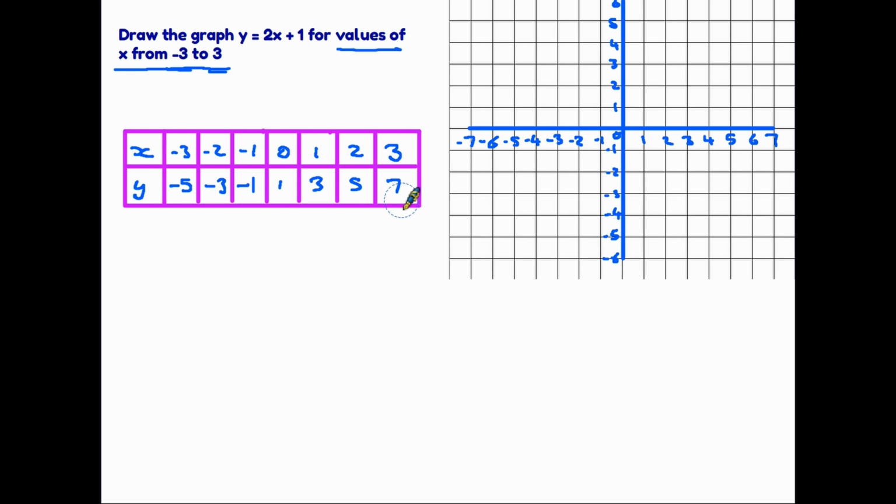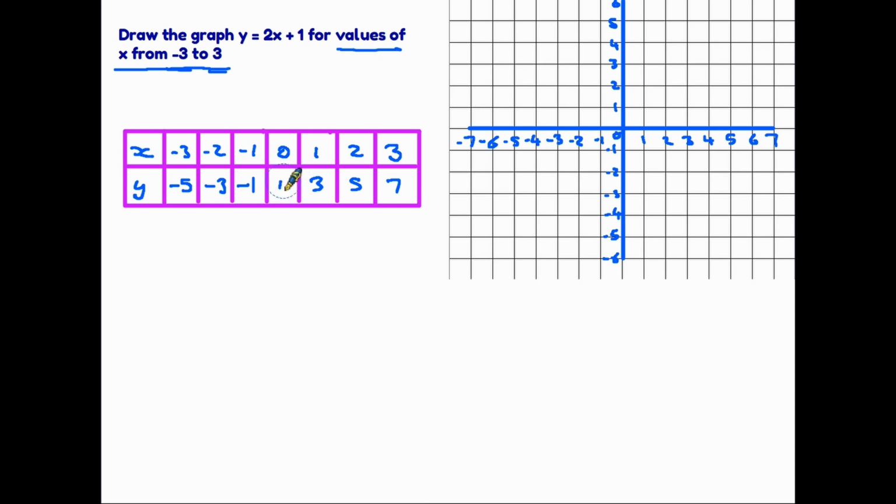Some questions will ask you to draw the graph, in which case you don't actually need every single point. To draw a straight line, you might only work out 2 or 3 of them. Some questions might ask you to complete the box, in which case you have to do all of it.